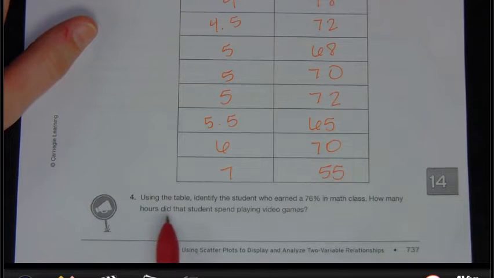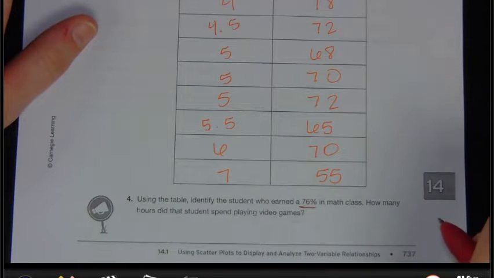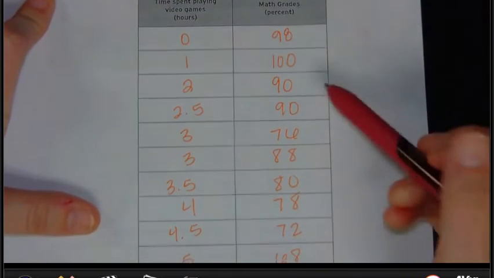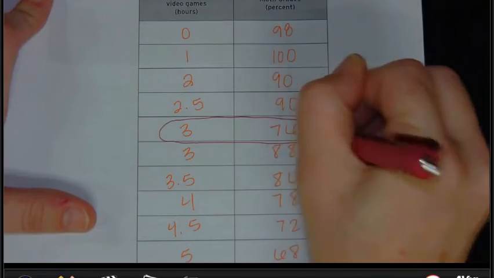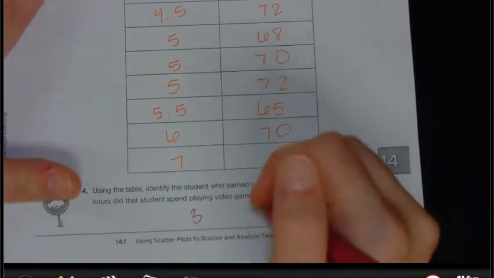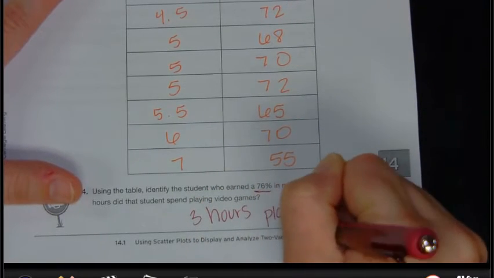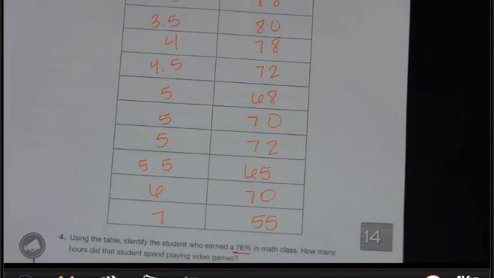Using the table, identify the student who earned a 76% in math class. And how many hours did the student spend playing video games? So I'm going to look over here at my second column and find the student that made a 76, and it looks like it's this kid right here. And how many hours did they spend playing video games? They spent 3 hours playing video games.